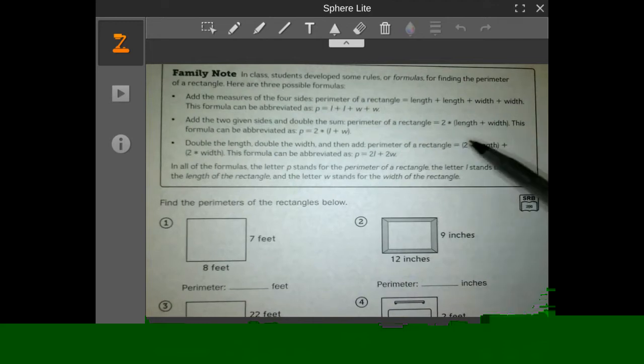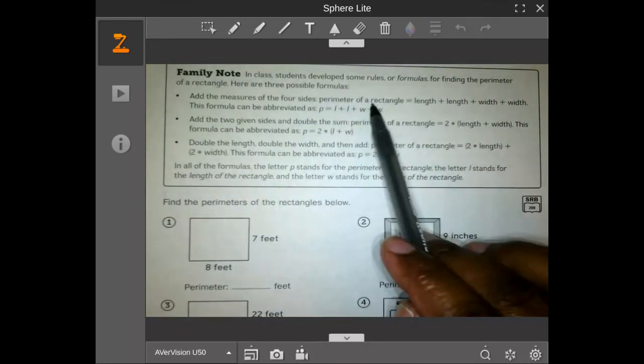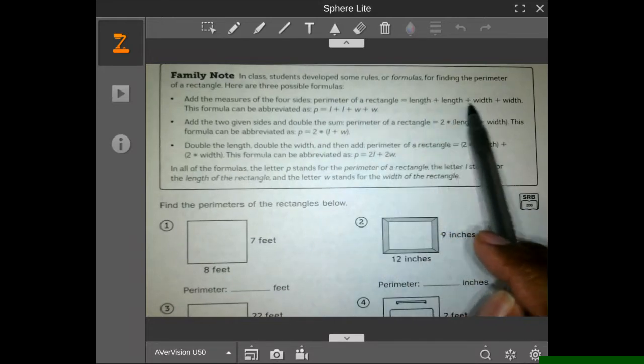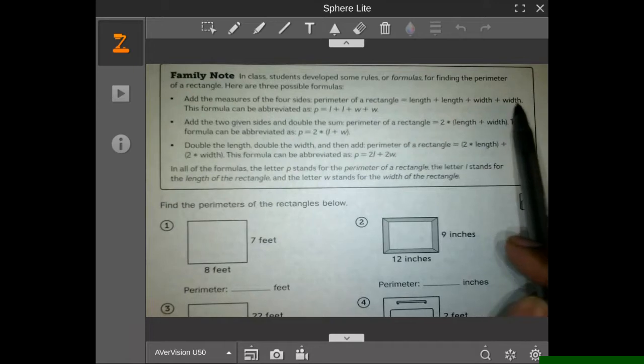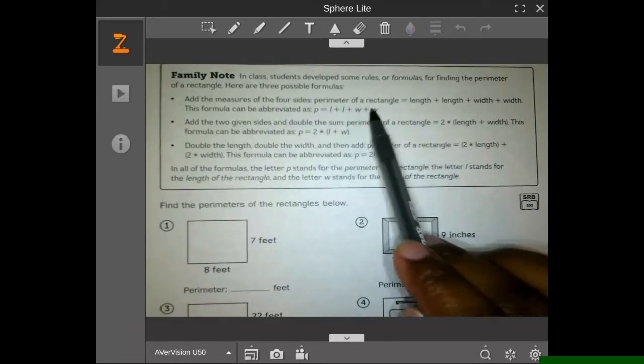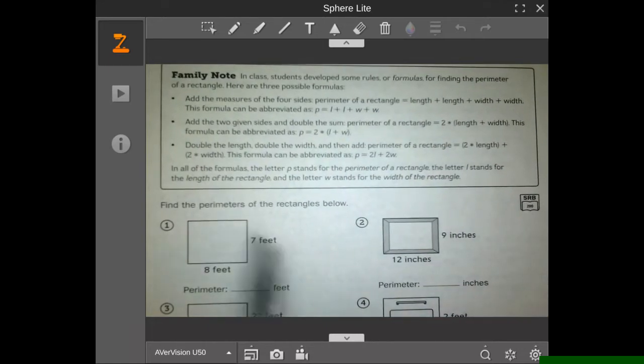It's also telling us here that we are adding the measures of the four sides, the perimeter of a rectangle, and we have the note that's reminding us length plus width. Our formula can be abbreviated as follows. So you have the three formulas. Your notes will still be helpful.